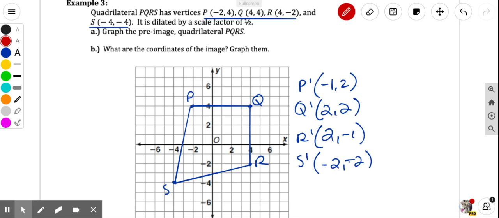So now plot them. P prime, negative 1, 2. Q prime, 2, 2. R prime, 2, negative 1. S prime, negative 2, negative 2. Okay, connect those using a ruler.